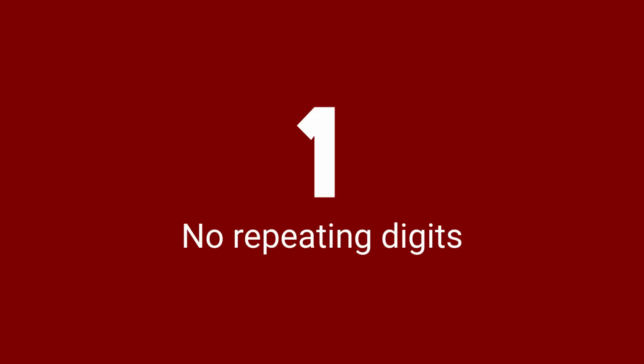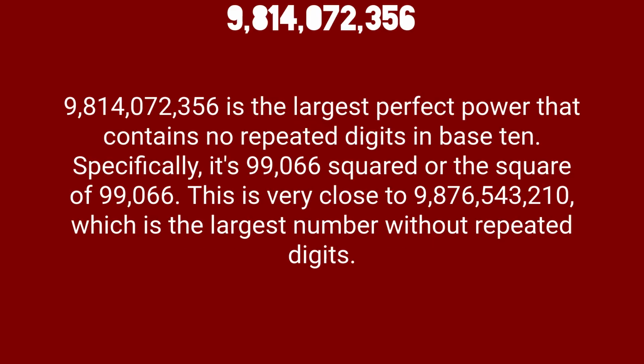No repeating digits. 9,814,072,356 is the largest perfect power that contains no repeated digits in base 10. Specifically, it's 99,066 squared, or the square of 99,066. This is very close to 9,876,543,210, which is the largest number without repeated digits.